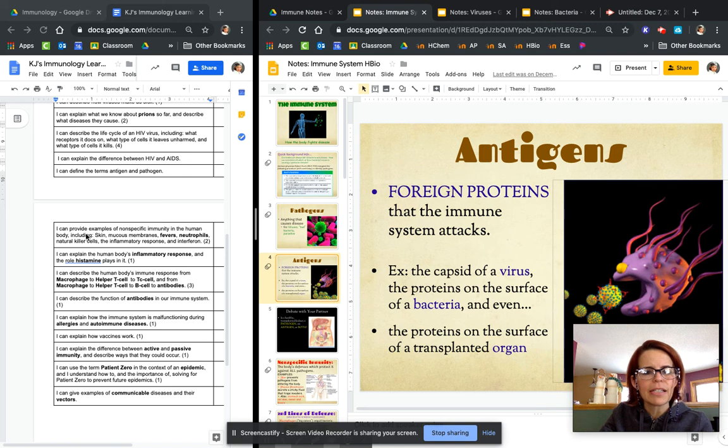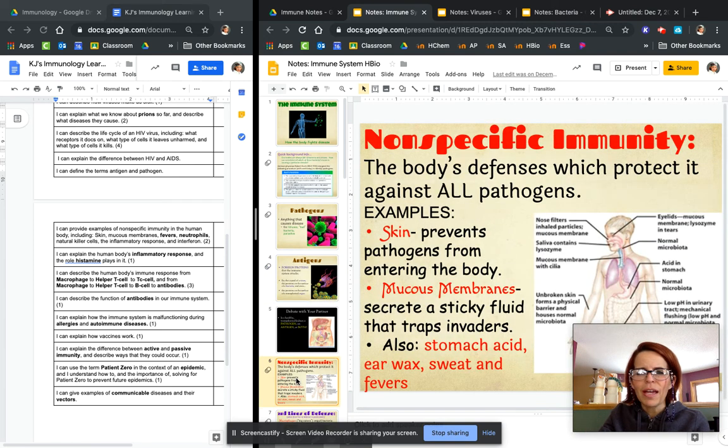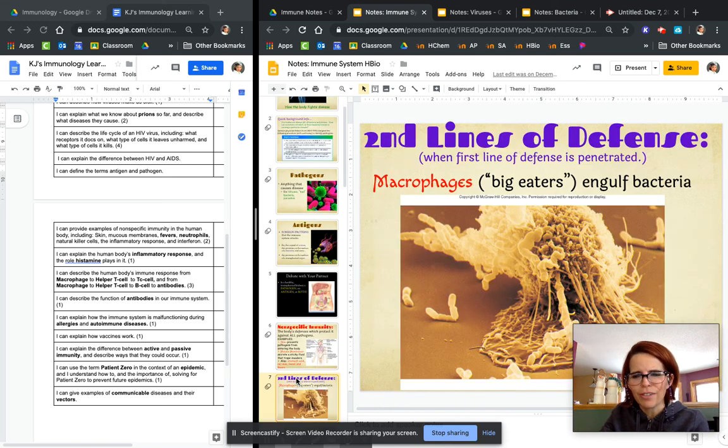All right, it says I can provide examples of non-specific immunity. So that means that it's not tailor-made to that particular virus. Your skin, your mucous membranes, your stomach acid, they protect you against all bacteria and viruses. We talked about some really specific ones. That's funny, specific, non-specific. Macrophages eat everything.